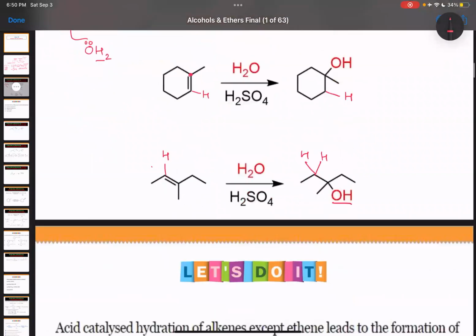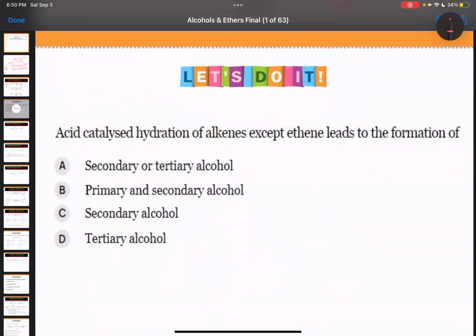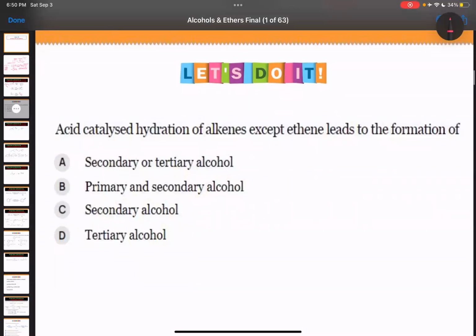Okay, clear? So just do one question, a very small question, but very important. Yeah, Memuna, I hope you are getting it. And so what is going to be the answer of this? Acid catalyzed hydration of alkene except ethyne leads to the formation of which type of alcohol?